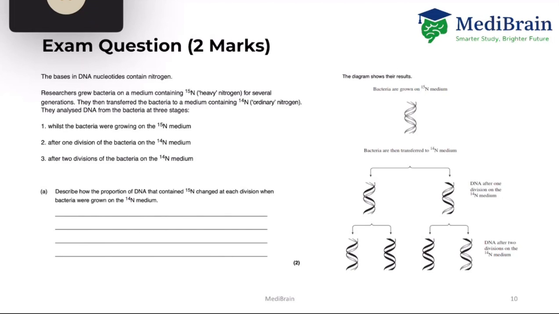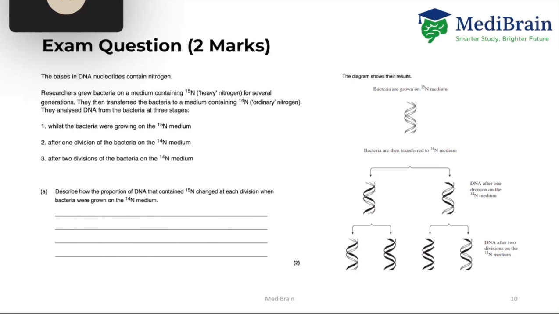Okay, it says the bases in DNA nucleotides contain nitrogen. Researchers grew bacteria on a medium containing 15N, or heavy nitrogen. It's put there in brackets, so it's been kind of helpful, the question. For several generations. They then transferred the bacteria into a medium containing 14N. This is ordinary nitrogen, or we call it light nitrogen.